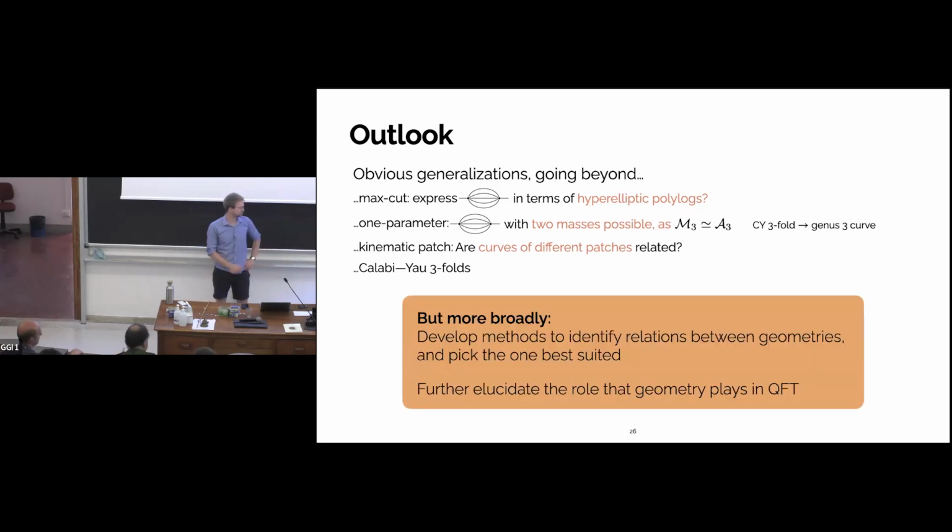But more broadly, I think the much more interesting question is to identify the relations between geometries more generally, and use these identities to pick the one that is best suited to the problem you're looking at, and try to understand better exactly what the role of these geometries is in quantum field theory.